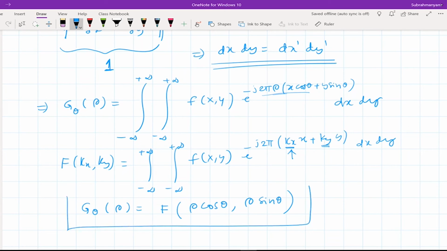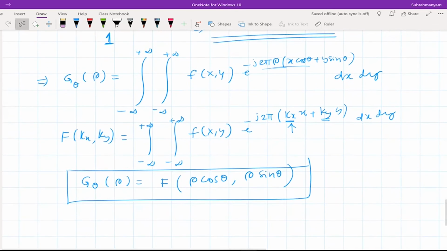This is a more rigorous mathematical proof rather than making use of the rotational property there. Okay, that's the Fourier slice theorem. The same thing, but now we did it more rigorously. Yeah, with that, this part is done.